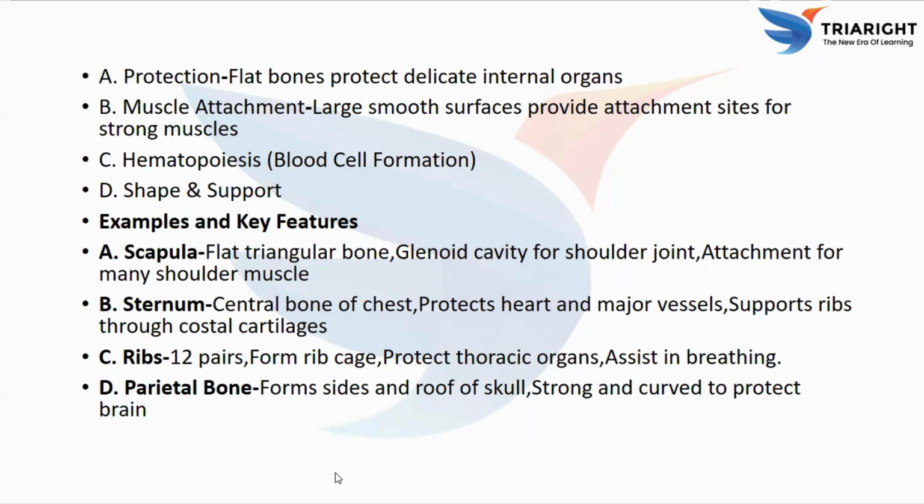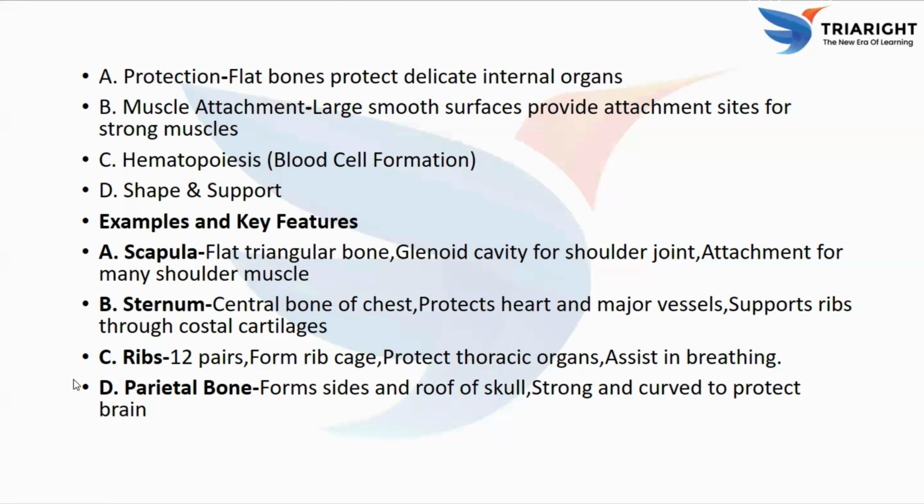Next is the sternum. The sternum is the central bone of the chest. This protects the heart, major blood vessels and also part of the lungs. The ribs attach to it via costal cartilages. This helps to form the thoracic cage. Next, coming to ribs. Ribs are 12 pairs of curved flat bones. They form the rib cage, which protects the thoracic organs. They help in breathing. They move up and down during inhalation and exhalation.